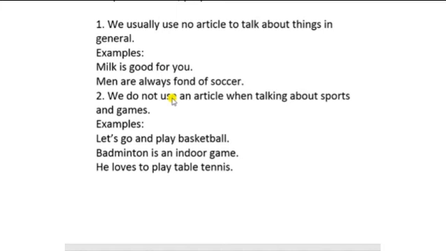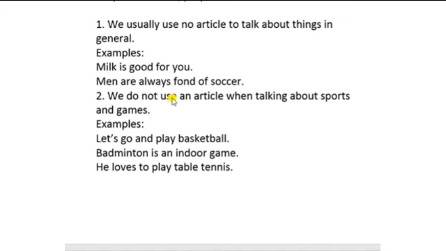Example: milk is good for you. Men are always fond of soccer. Of course, in our country, we are fond of cricket, that's okay. So in general, milk is good for you, and in general, men are always fond of some game. Before milk and men, I'm using them in a very general sense, so I need not use any article there. If we are using anything in a general sense, we need not use any article.